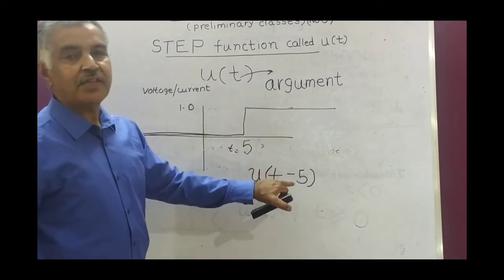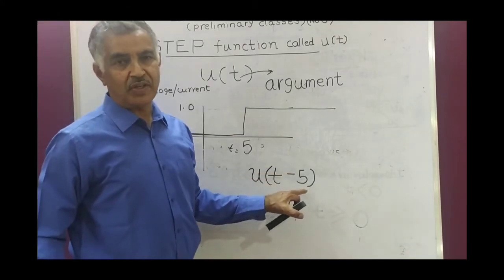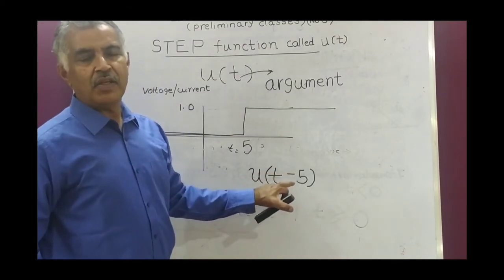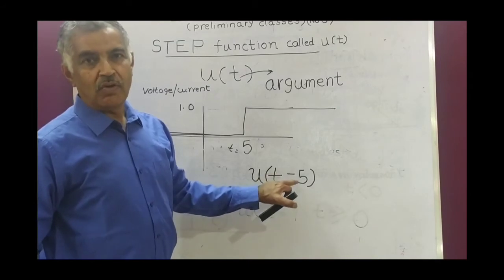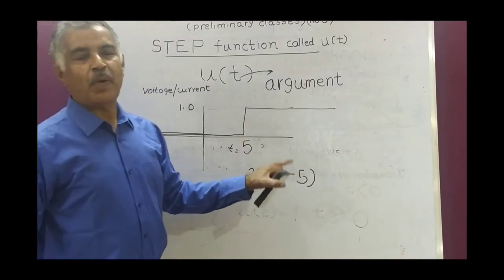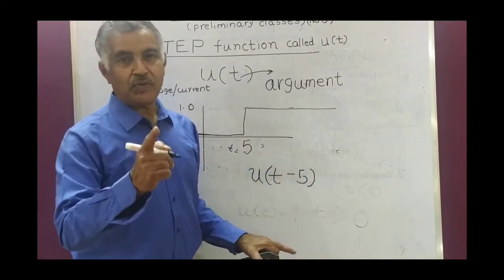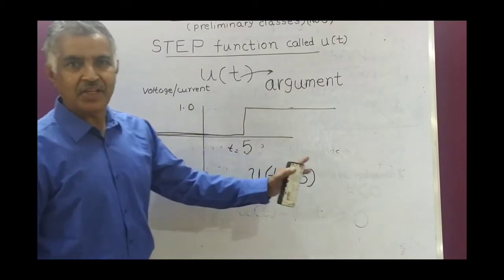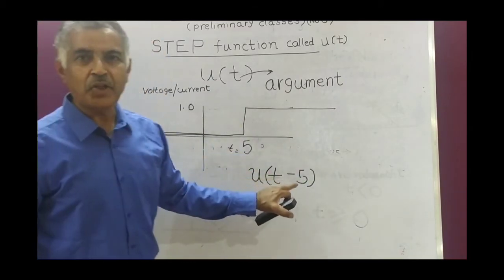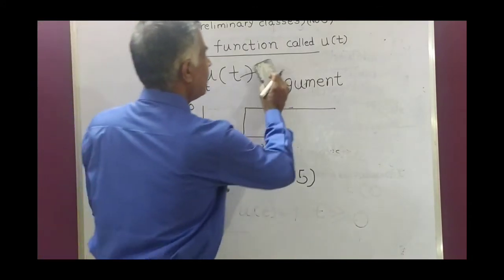What is the significance of this t minus 5? Once again you apply the definition of the step function. A step function is one whose value is 0 whenever the argument is negative. Whenever the argument is positive, that is, greater than or equal to 0, its value is 1. So that is the basic definition. You apply that here also. So here the argument is t minus 5.